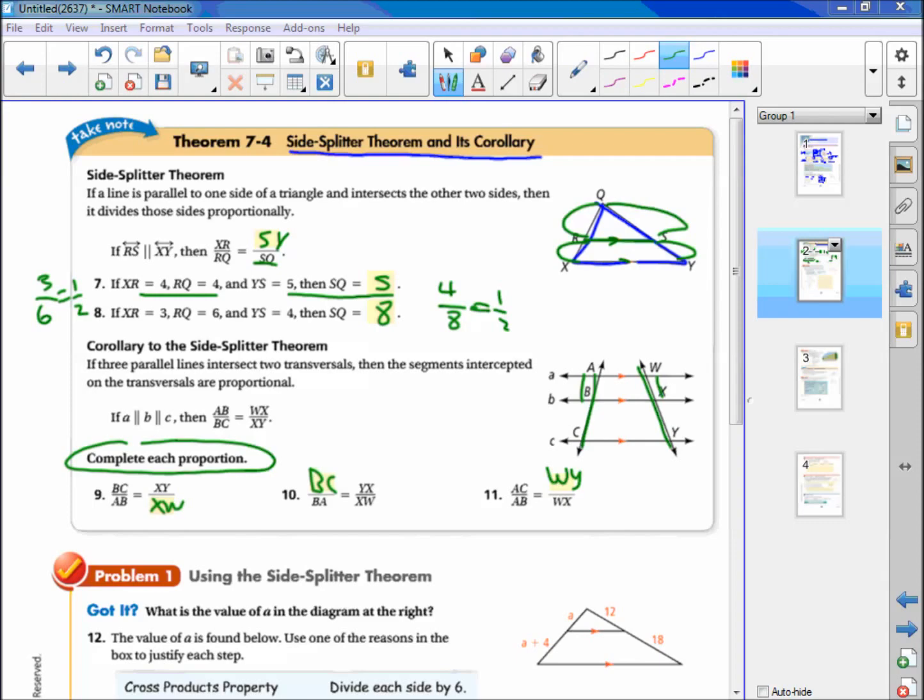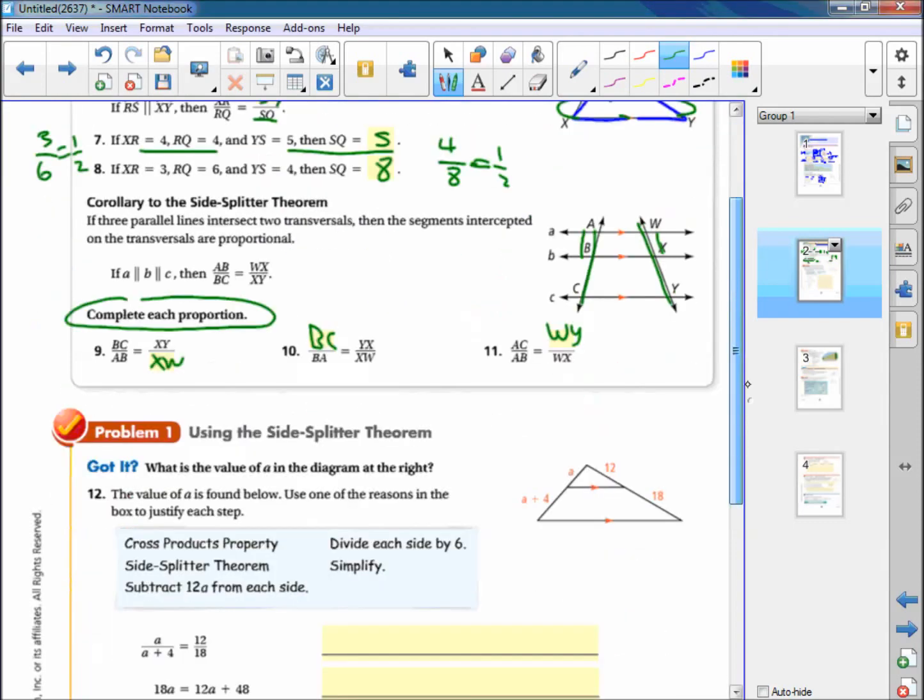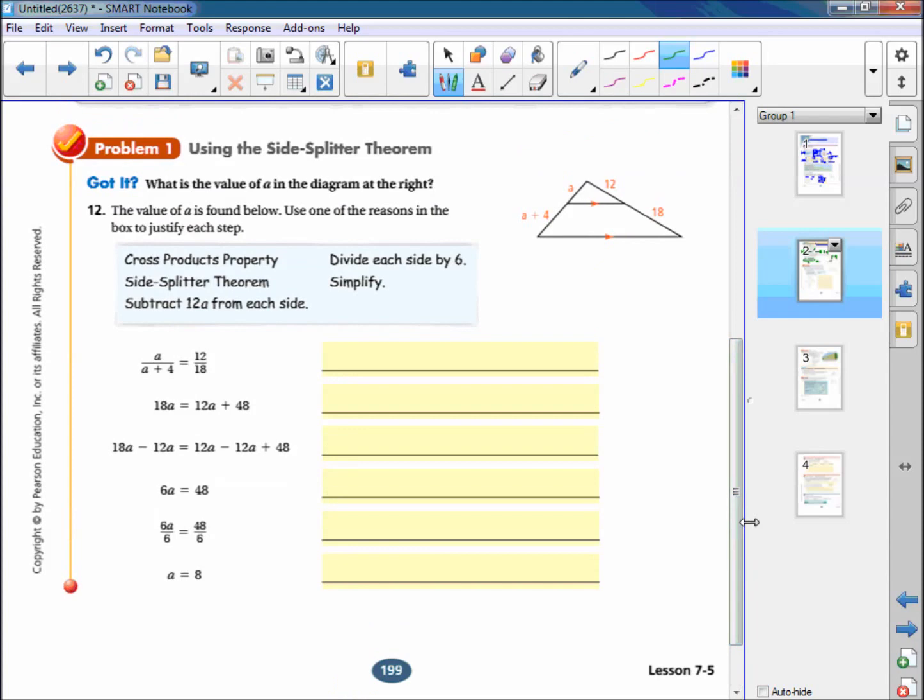All right, so we have a problem with this down below here. Using the side splitter theorem, what is the value of A in the diagram at the right? So we have our triangle, and we drew a new line splitting the two sides so that these lines are parallel. Okay, one of the sides of the triangle and the new line we drew. Right. Okay, so we measured 12 and 18 on the right side, and then we don't know these, but we know one of them's 4 longer than the other.